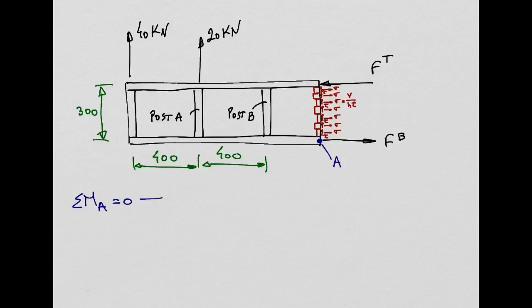And then what we will get is, well, we have the moment produced by FB is 0. This force is passing on that point. The moment produced by FT, the force at the flange at the top, is going to be 300 times FT. You agree? Yeah? 300 FT.